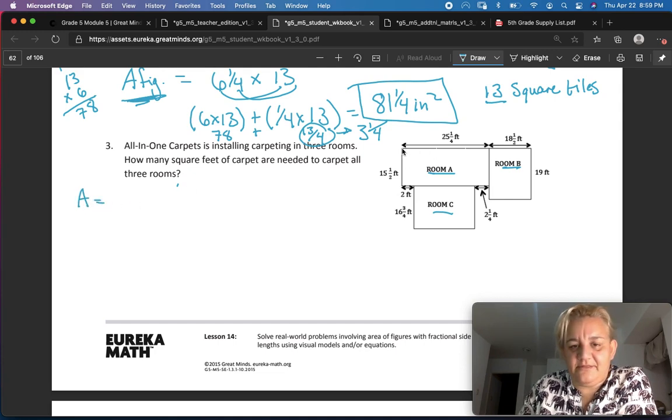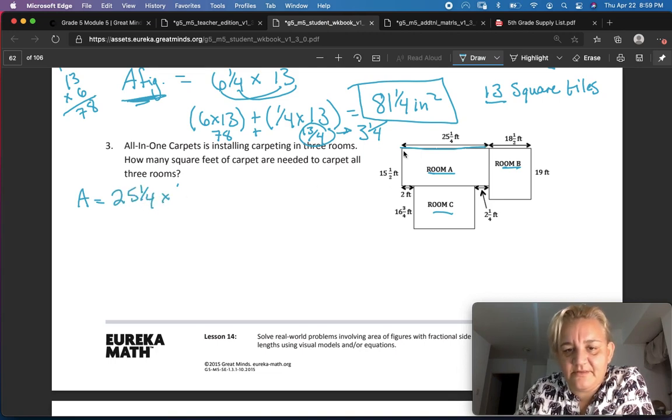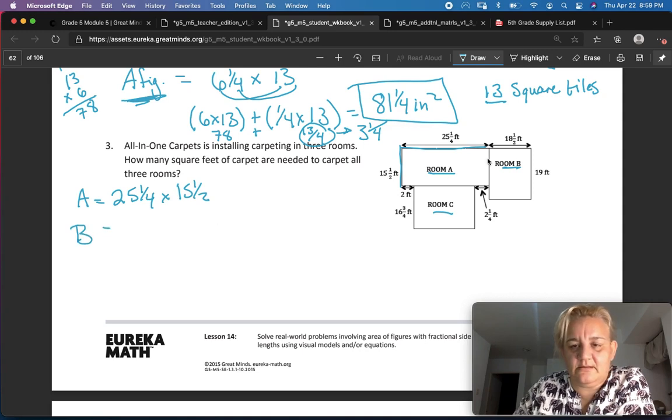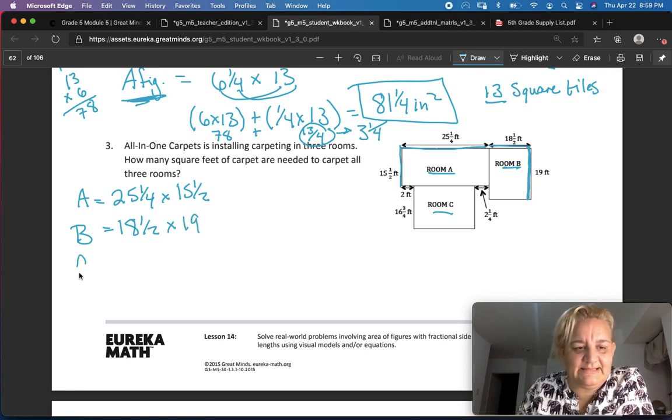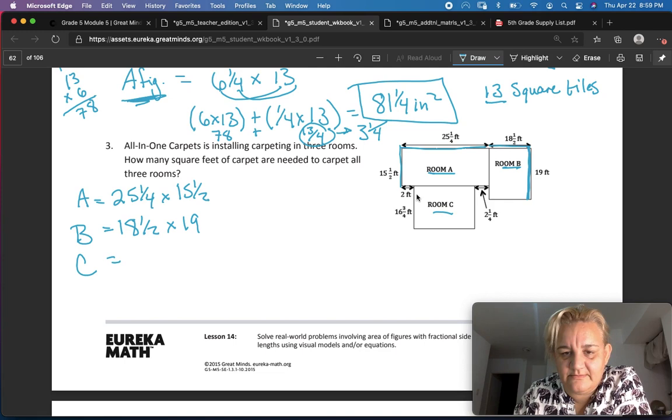The length is 25 1/4. And the width here looks like it's 15 1/2. Okay, good. Room B, the length is 18 1/2. And the width, this one, is 19. And C is a little bit trickier.